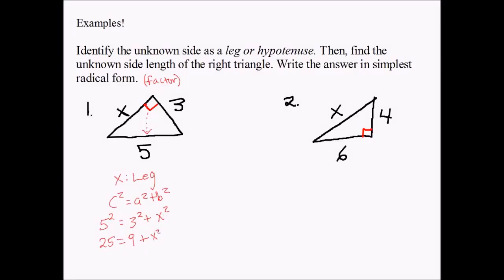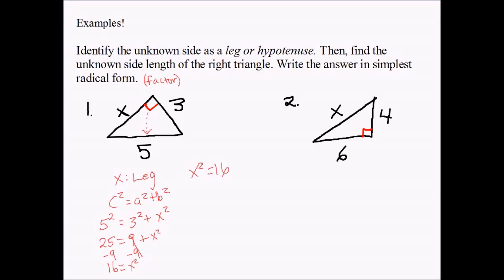Remember, I want to get rid of anything around my x. So if I have a positive 9, that's going to be a negative 9 to get rid of it. Whatever I did to one side, I have to do to the other. So this is 25 minus 9. So I have 16 equals x squared. Well, x still hasn't been solved yet. I have x squared equals 16.